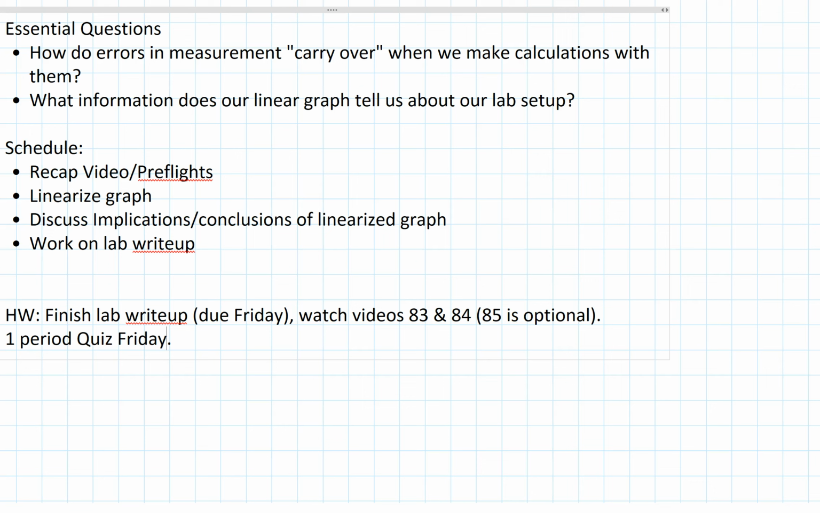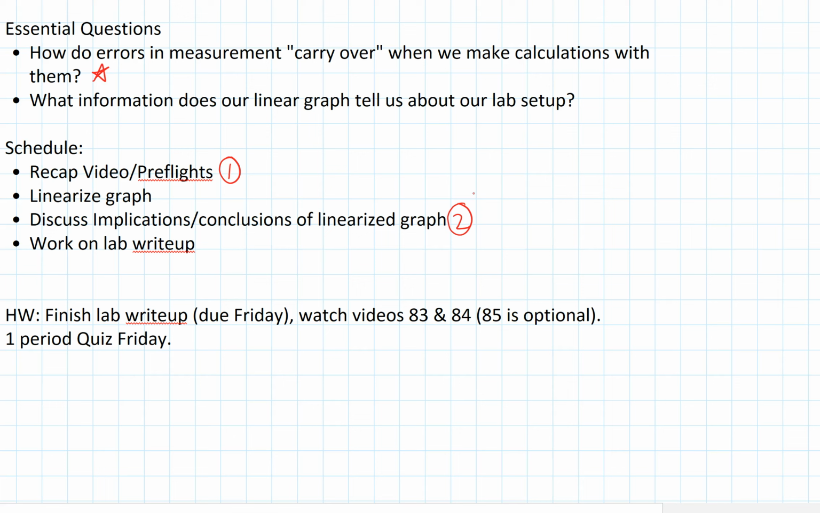There's two videos that I'm making for you to help you understand what's going on with the lab. In these two videos, first of all, we're going to look at how errors in measurement carry over when we make calculations with them. And then in the second video, we're going to talk about the information that our linear graph tells us about the lab setup. So basically the first video, I'm going to recap what you watched last time in video 82. And then the second video, we're going to talk about what's going on with the lab.